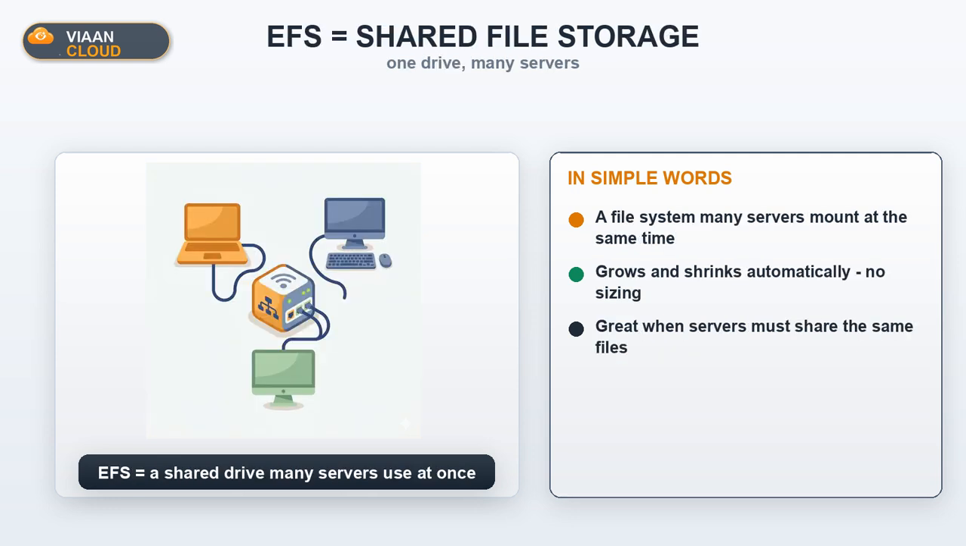So S3 is for objects over the web, and EBS is one disk for one server. But what if a whole fleet of servers needs to read and write the same files at the same time? That's the job of EFS, the Elastic File System. It's a shared file system that many EC2 instances can mount together, all of them seeing the same files live, like a shared network drive in an office. It grows and shrinks automatically, so there is no capacity to provision. It costs more per gigabyte than S3, so you don't dump archives in it, you use it specifically when servers must collaborate on one common set of files.